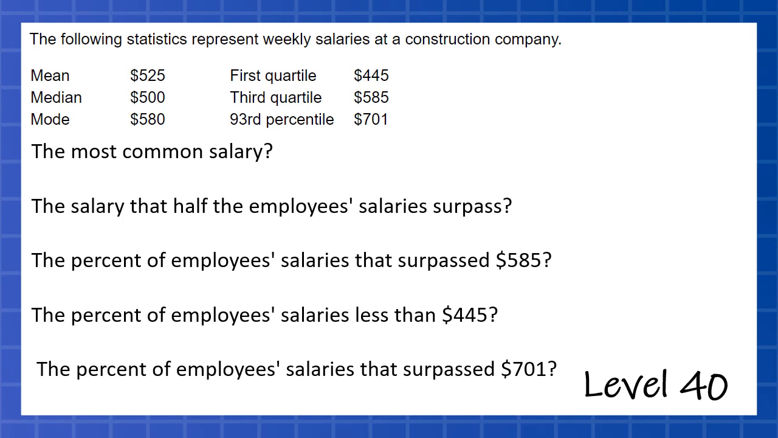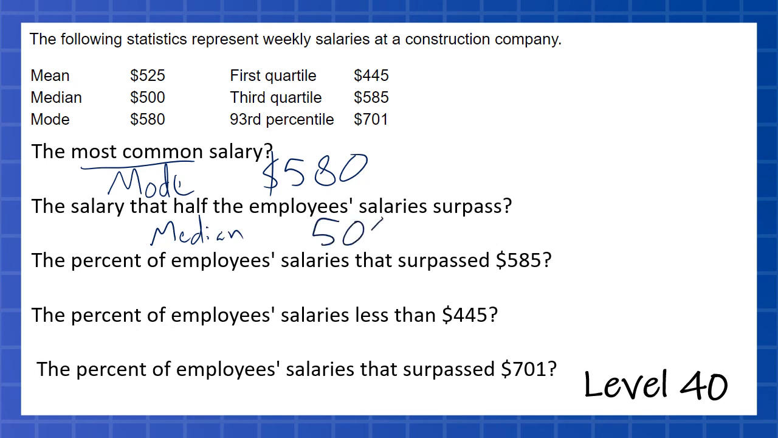So the first thing we need to know is what the most common salary is. Now, I actually told you what it was if you know that the word most common is mode. And so the most common salary is 580. The salary that half the employees' salaries surpass. So half of them are above or half of them are below. I also told you that one. That one is the median. So that would be $500. Half of the employees make $500 or more, half of them make $500 or less.